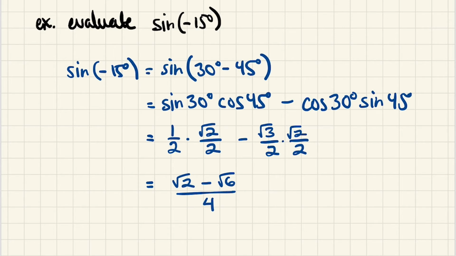And again, notice that the quantity rad 6 is larger than the quantity rad 2. So if you have rad 2 minus rad 6, then that's going to be a negative number in the numerator. So that means this entire quantity is negative, and that makes sense because negative 15 degrees is in the fourth quadrant. And in the fourth quadrant, only cosine and secant are positive. So everything else, including sine, would be negative, as we of course have here.